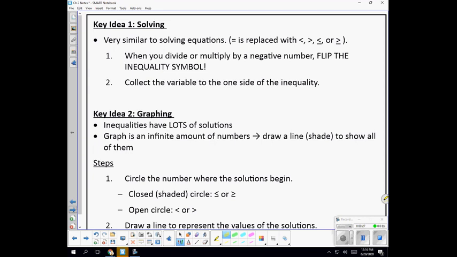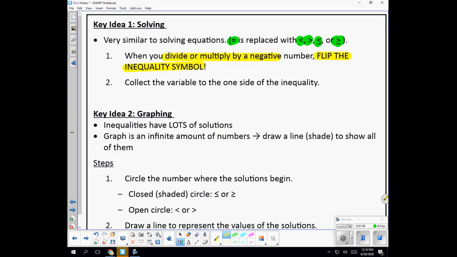Our key ideas. When we're solving inequalities, it's very similar to solving equations. The only difference is, well, one of the differences is our equal sign is replaced with our less than, greater than, less than or equal to, or greater than or equal to symbols. One of the things we need to remember is when you divide or multiply by a negative number, you must flip the inequality symbol, okay? Another thing that we do when we are solving inequalities is collect the variable to one side of the inequality.